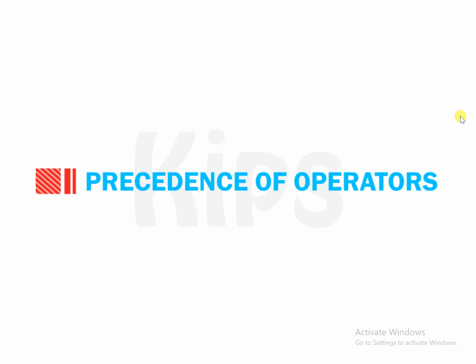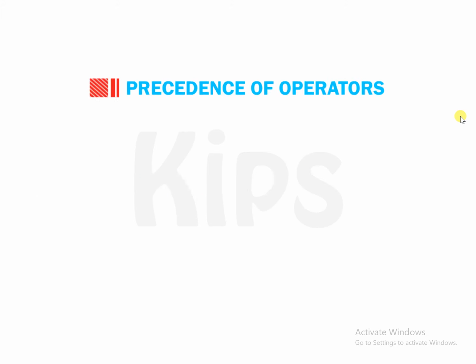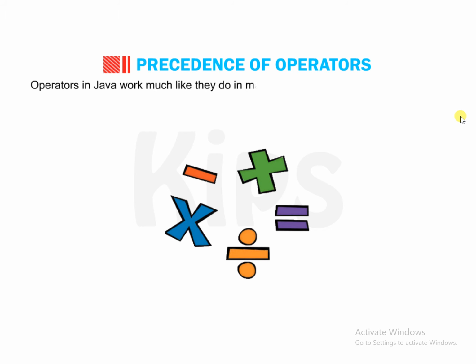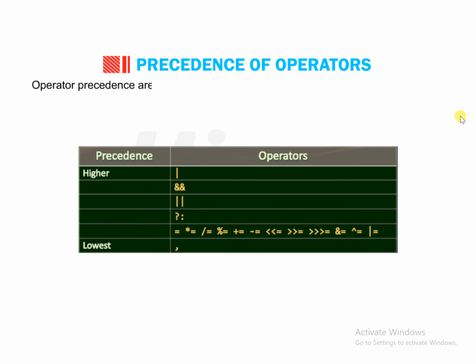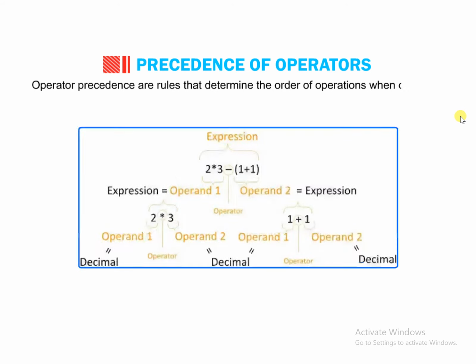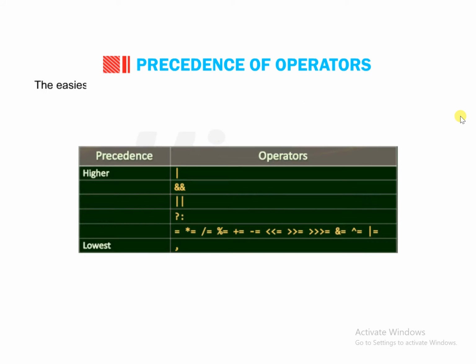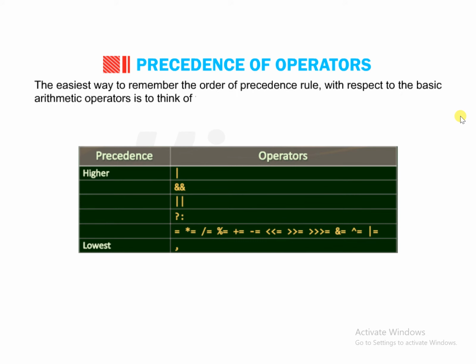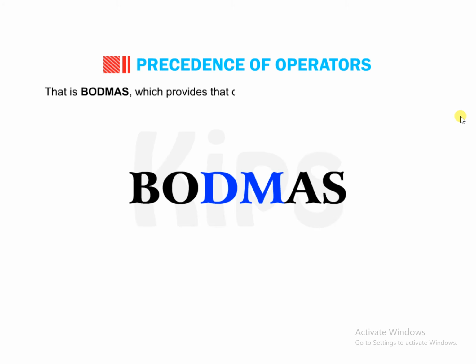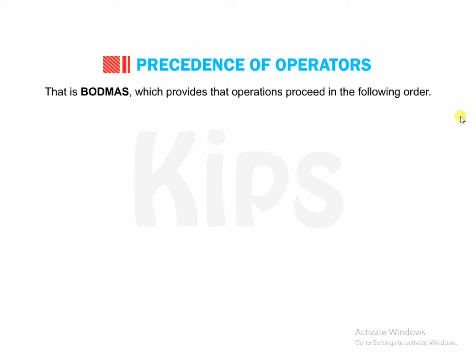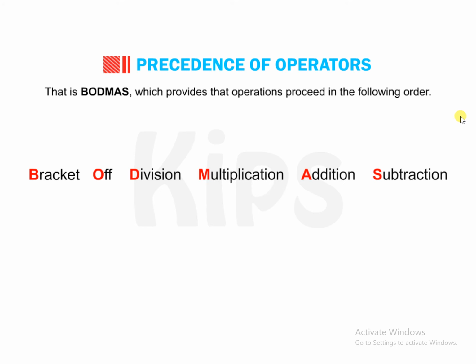Alright students, let us understand precedence of operators. Operators in Java work much like they do in mathematics, producing a value from one or more operands. Operator precedence are rules that determine the order of operations when operators of equal precedence appear within the same expression. The easiest way to remember the order of precedence rule with respect to the basic arithmetic operators is to think of the mnemonic commonly used in mathematics, that is BODMAS, which provides that operations proceed in the following order: bracket, of, division, multiplication, addition, subtraction.